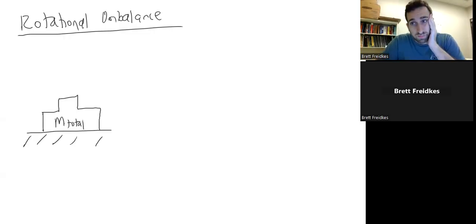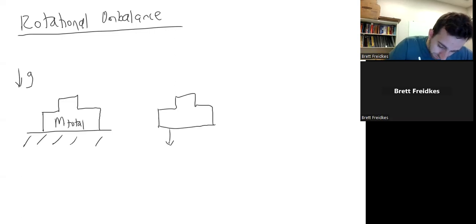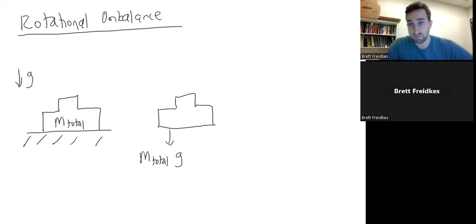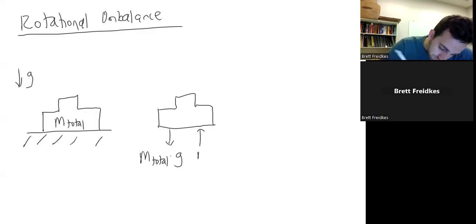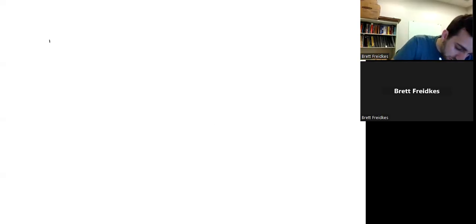And if I were to draw a free body diagram of M total, let's say there's gravity acting in this problem. My free body diagram would be, okay, I have M total times G pointing down. And because of the ground, it is going to cause a normal force to act on the entire mass. Nothing groundbreaking here.